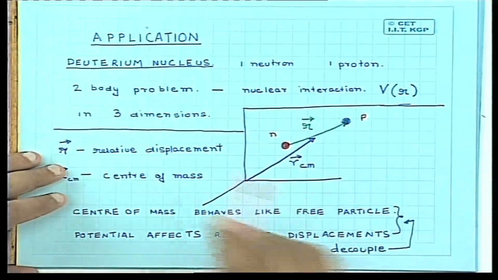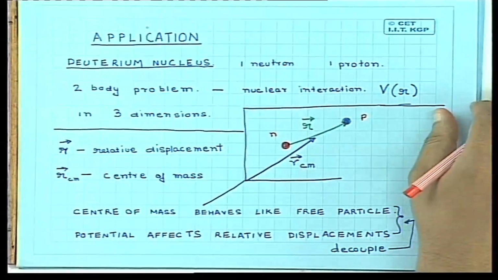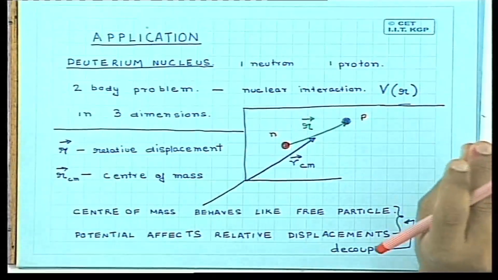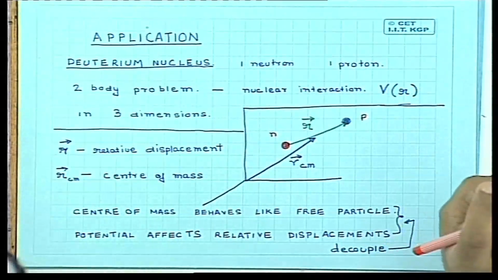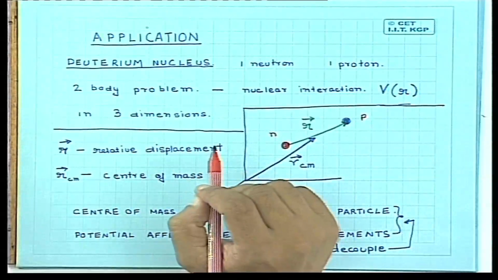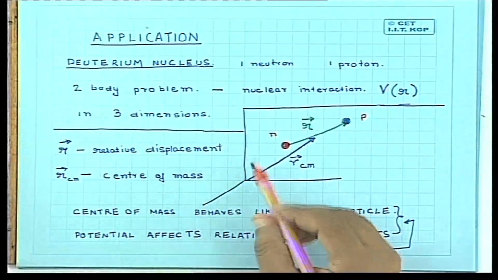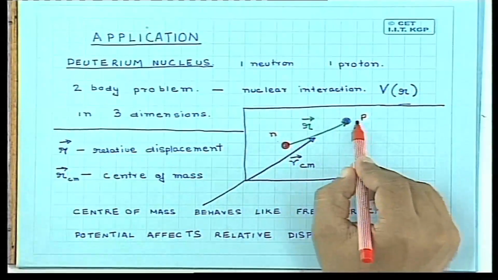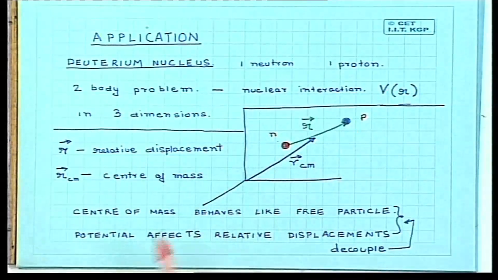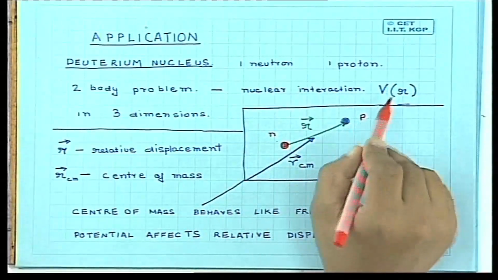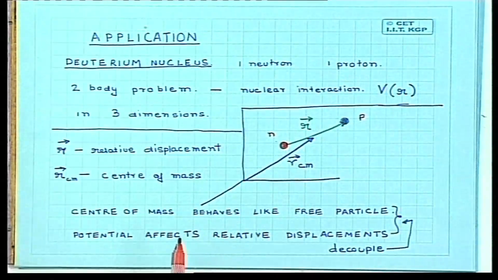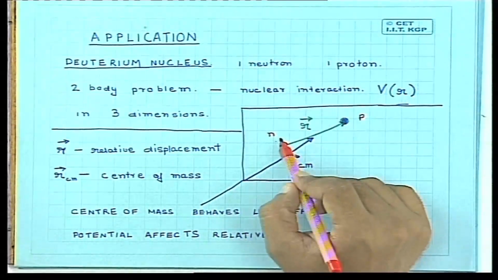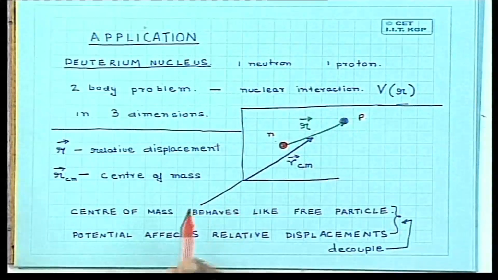Now, this is a two-body problem. We have not discussed the two-body problem as yet. We have only been dealing with the one-body problem, a particle moving in a given potential well. Whereas here, we have two particles which interact with each other through a potential. Suppose this is the neutron, this is the proton. These two particles interact with each other through a potential V(R). The potential depends only on the distance between these two particles. That's the assumption we are going to make.